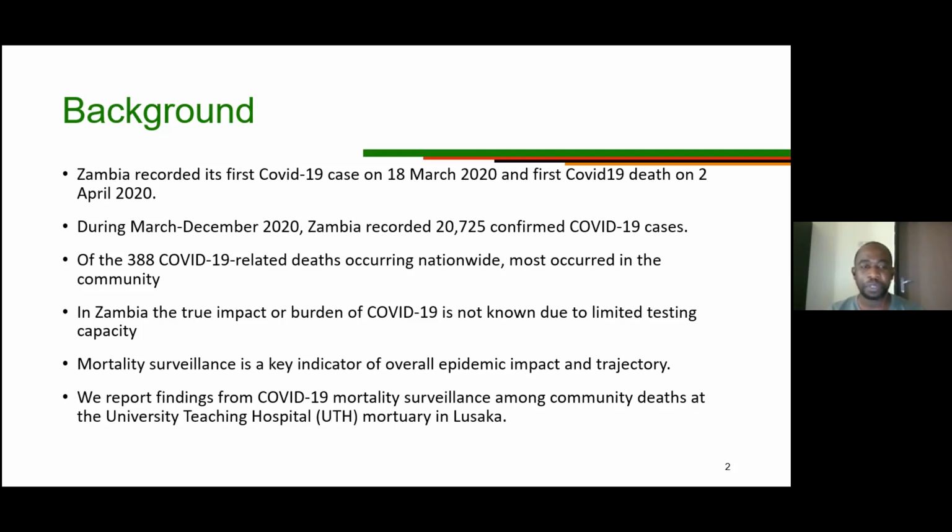In Zambia, the true impact of COVID-19 is not known due to the limited testing capacity. Mortality surveillance is a key indicator of overall epidemic impact and trajectory. Hence, in this study, we report findings from COVID-19 mortality surveillance among community deaths at the University Teaching Hospital mortuary in Lusaka.